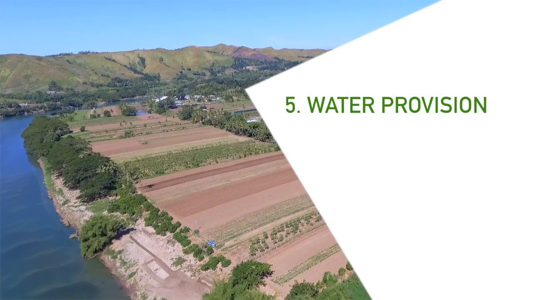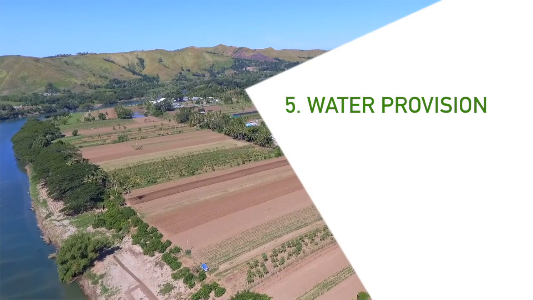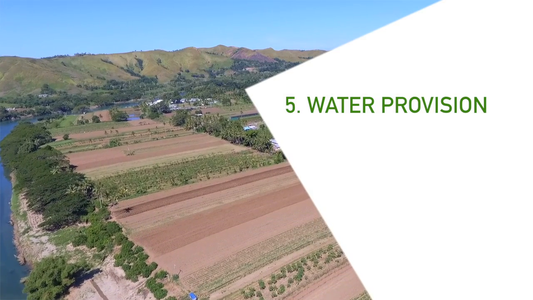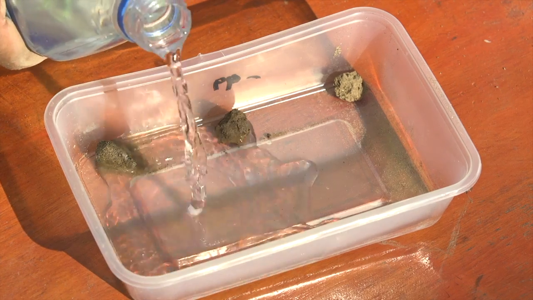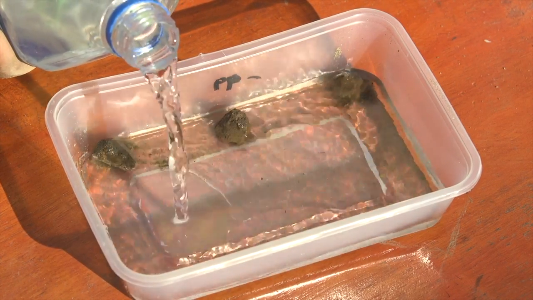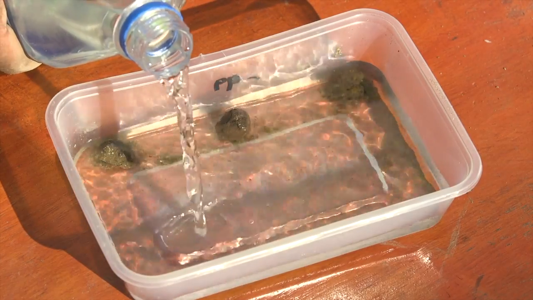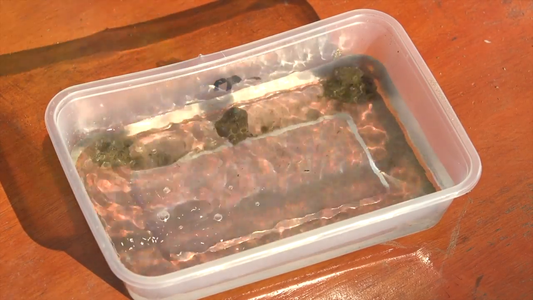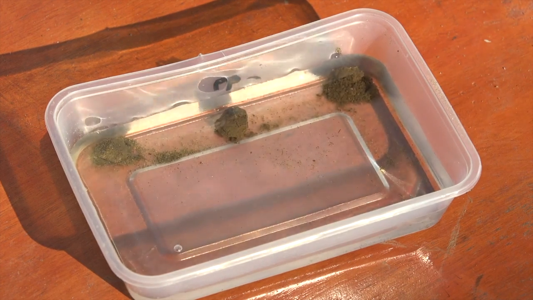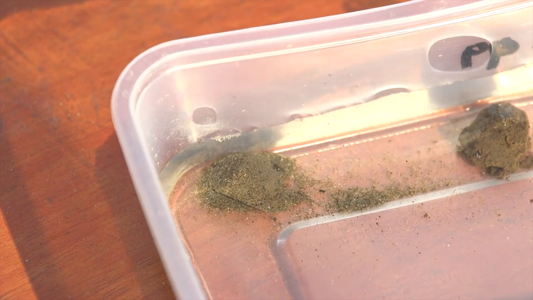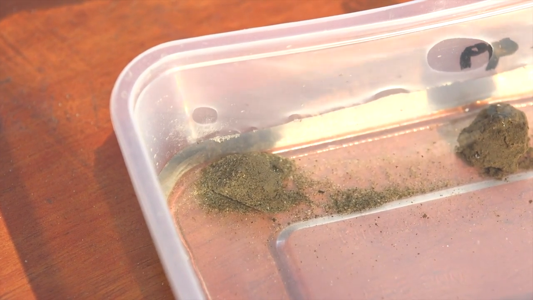The final and fifth function that soil provides is water provision. Soil can have different abilities on water drainage, water flow over and within the soil, and water holding capacity. Water can also dissolve solutes such as nitrogen, phosphorus, and other nutrients and compounds, making them available for plant roots to absorb the nutrients.